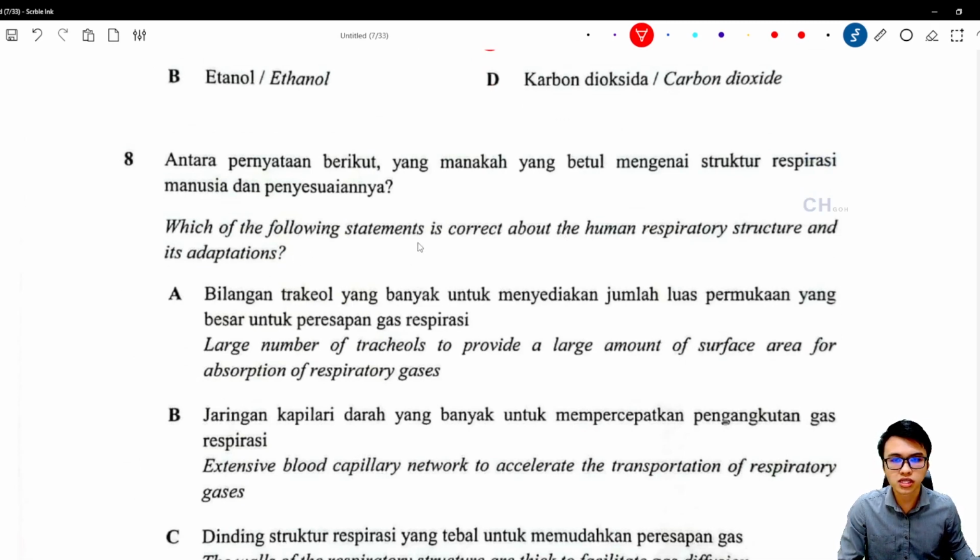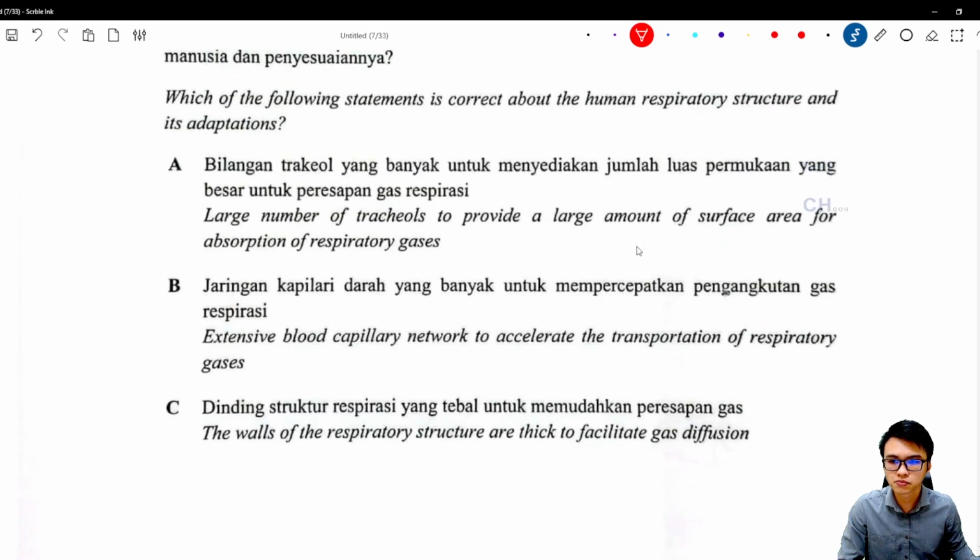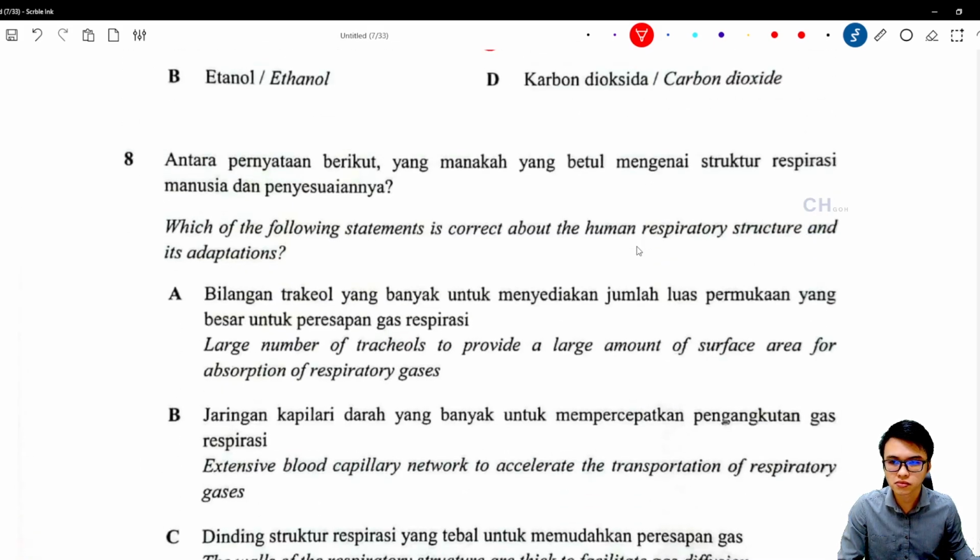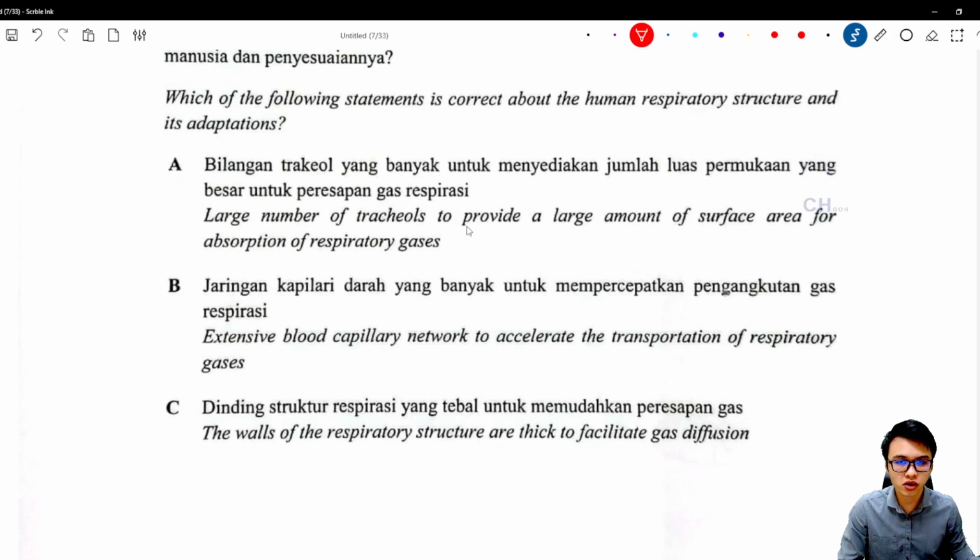Which of the following statements is correct about the human respiratory structure and its adaptation? A: Large number of tracheoles to provide a large amount of surface area for absorption of respiratory gases. Okay, I don't think we are talking about tracheal here. We are talking about alveolus here. Alveoli. Okay, so B, extensive blood capillary to accelerate the transportation of respiratory gases.